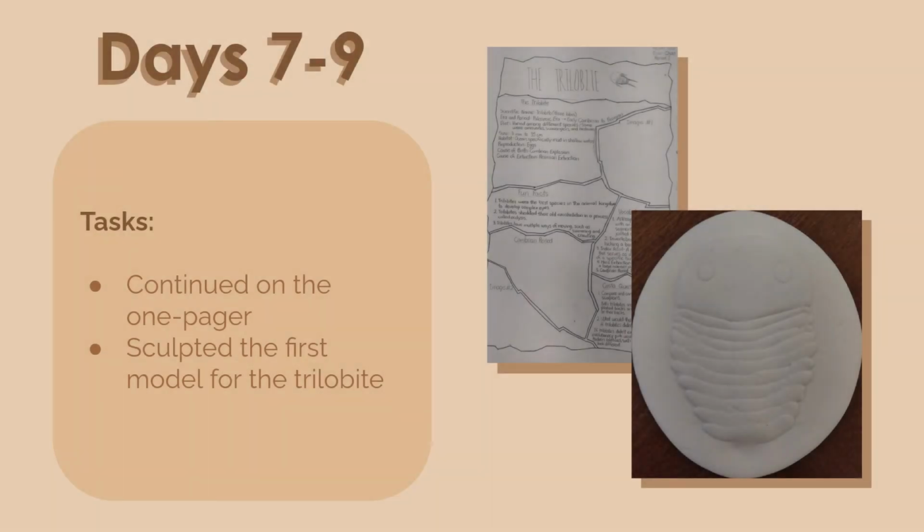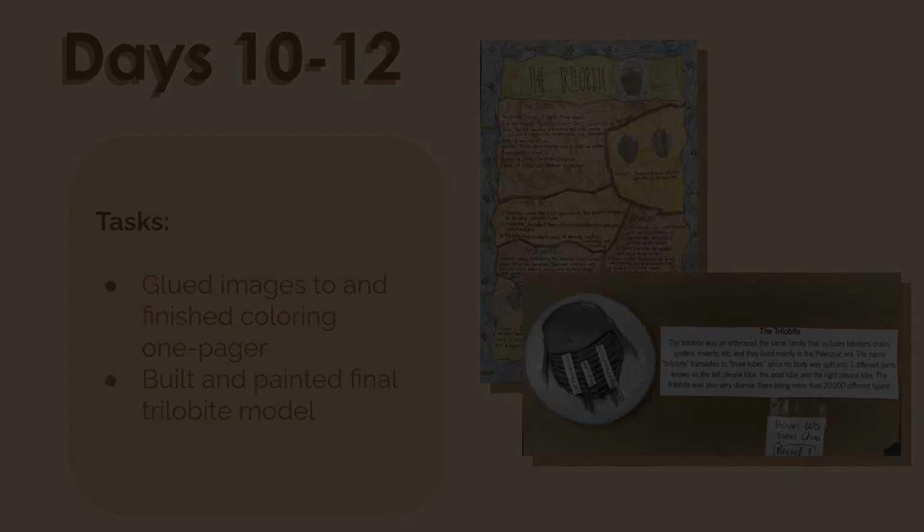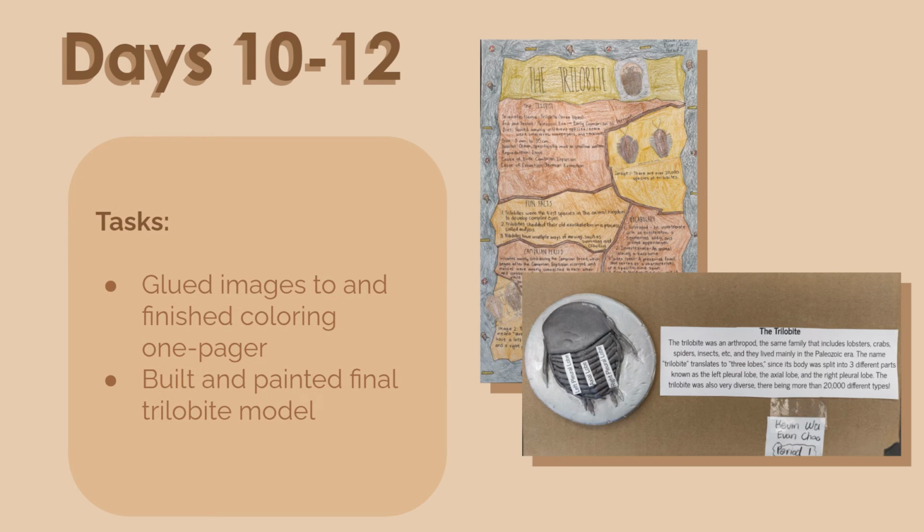Next, days 7 through 9. As per usual, we slowly made more and more progress on our one-pager, finishing the word art for the title and outlining most of what we'd already written in pen. However, we also sculpted our first model of the trilobite. You can see it on the right, but I wasn't really happy with that final product. So instead of trying to complete it and turn it in, I decided to sculpt and paint an entirely new model. And that leads us into days 10 through 12.